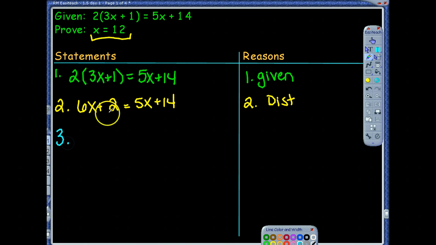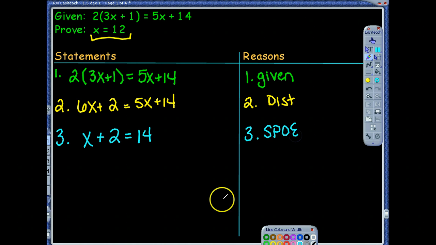All right. Let's go ahead and move to our next statement. Now that we've gotten this far, what would you do next? I'm going to subtract 5x on each side. Okay. So what are we going to be left with? I'm going to have x plus 2 is equal to 14. Awesome. And then that reason would be? SPO, so subtraction property of equality, because we subtracted the exact same thing from both sides.